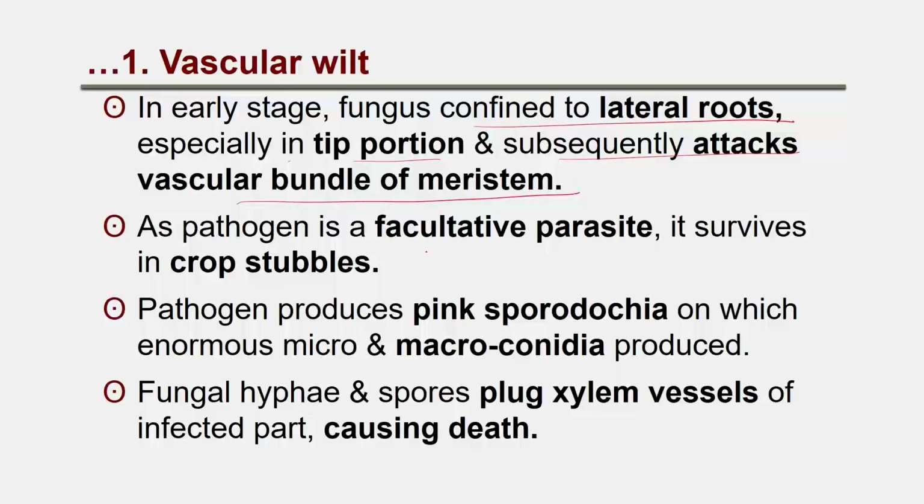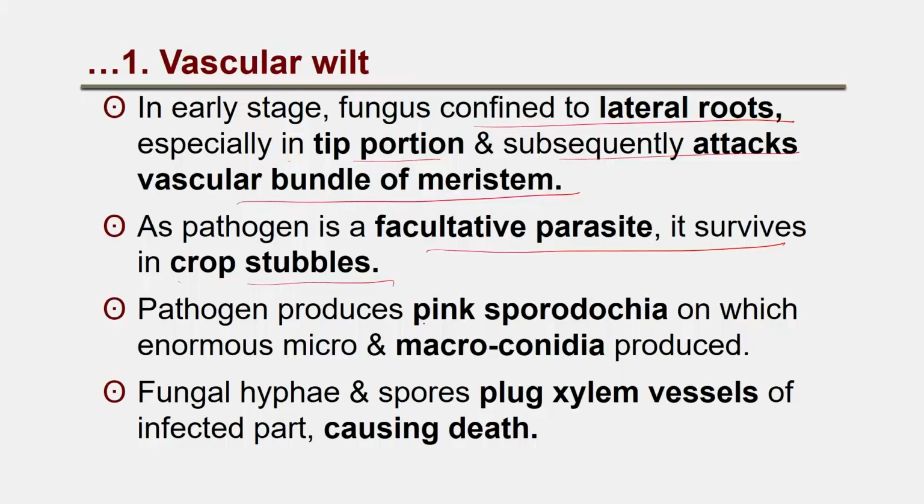As the pathogen is a facultative parasite, it survives on crop stubbles. So, if you are continuously growing sannhemp in the same field, then it is very likely that your crop can suffer from vascular wilt. The pathogen produces pink sporodokia on which enormous micro and macro conidia are produced. These conidia are actually spores of the fungus. Fungal hyphae and spores plug, plug means they stop the passage, plugging xylem vessels of the infected part and causing death.